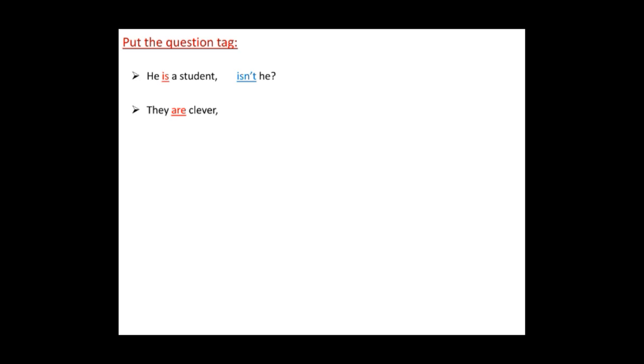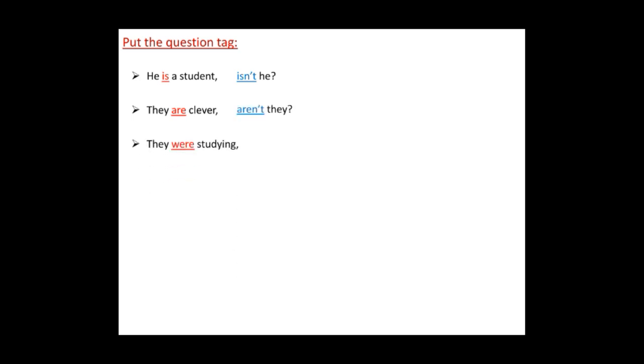Okay, I already have an auxiliary and it's affirmative. Now I have to turn it into negative. So are turned into aren't. And I already have also a subject pronoun, so I'll just take it and put it after the auxiliary. And the question mark: aren't they?